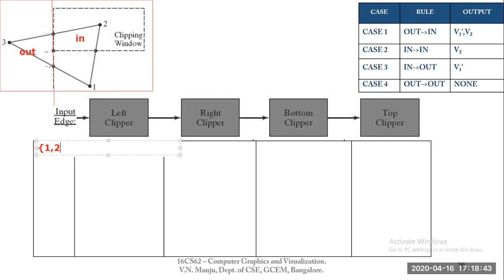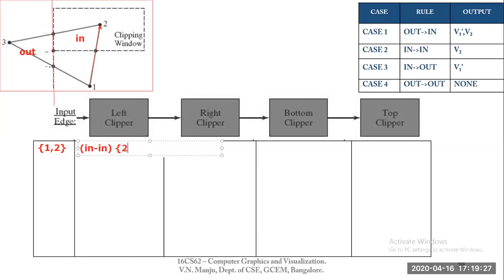When I say vertex 1, 2, what is it? All these are inside and only the left is out. So 1, 2 is the line from here till here. It is going from inside to inside, so I write it here as in to in. In to in is going to store the second vertex. Which is the second vertex? This is the first vertex, and this is the second vertex.